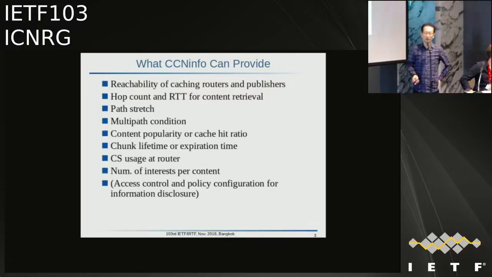Okay, so what can CCNInfo provide? I already talked about the benefit and advantage, what kind of information or what kind of status we can obtain using CCNInfo. So it's a really powerful networking tool. And also, precisely because it's a really powerful networking tool, we need to have some function to enable access control or policy configuration for information disclosure. So this is also included in this draft.